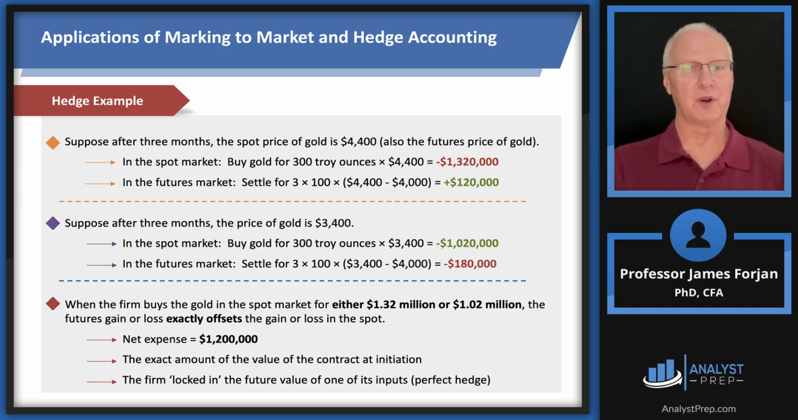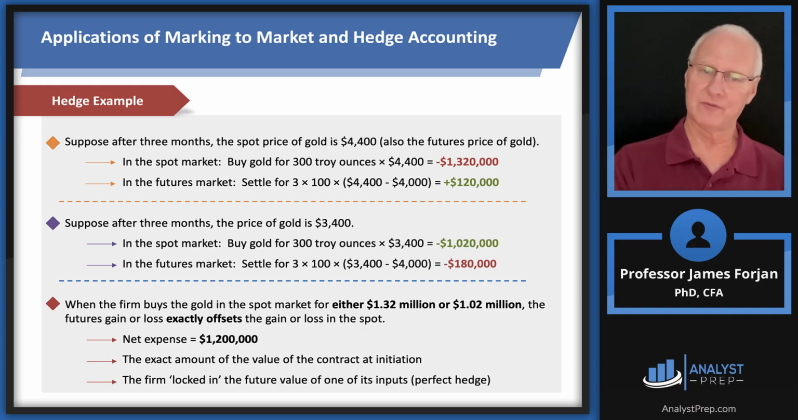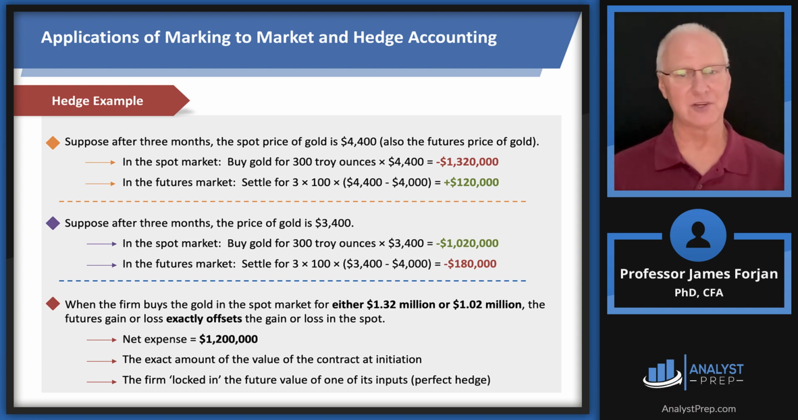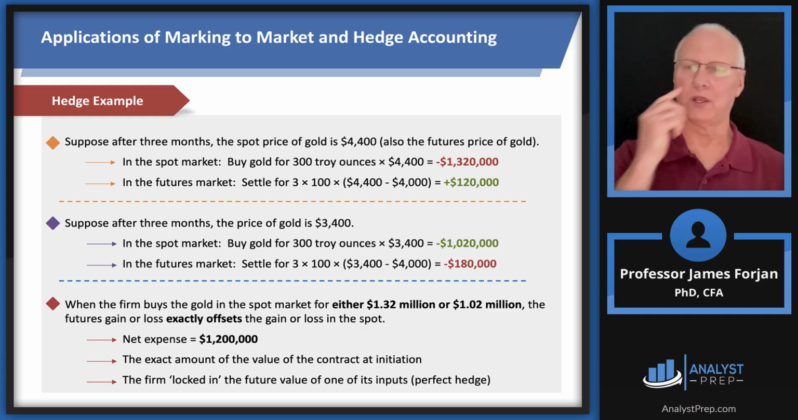On the other hand, if the price of gold falls, well, we just have the opposite scenario. We're going to buy our gold in the spot market. This time, we're only going to spend 1.02 million. Notice I also have a negative sign there. That's still a cash outflow. But in the futures market, we lose because we had the long position. That's a minus 180. So make sure you can calculate the minus 180 and the plus 120.